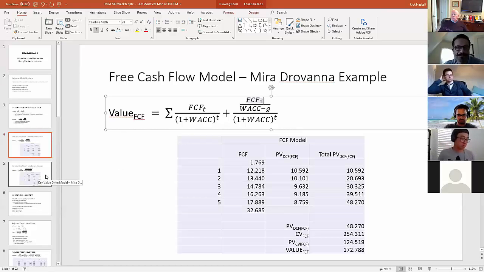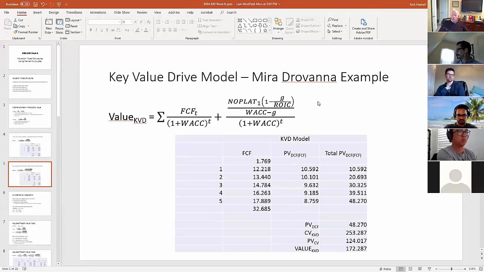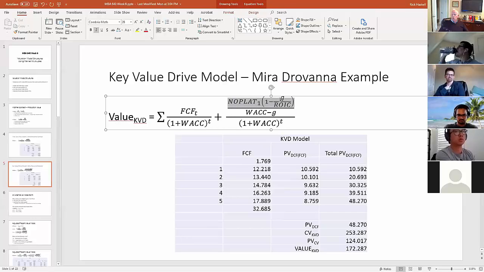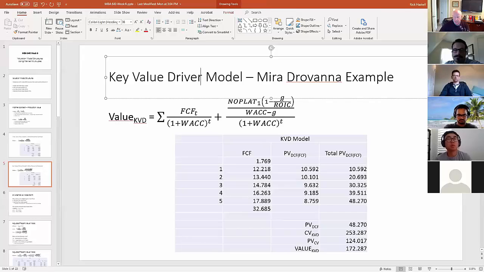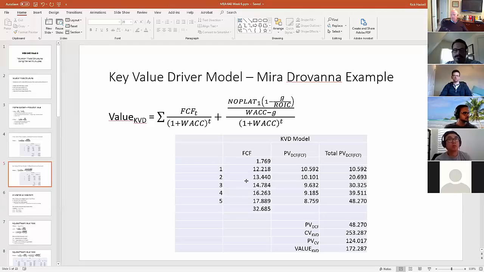Thank you. So let's just look at the free cash flow model, or excuse me, the KVD model. Remember that here we have 172.788, and now we're going to the KVD model, and the only thing I've changed here is this supernumerator. This no longer says free cash flow, but in fact we know that this is the key value driver form of the free cash flow equation. So the KVD model and the free cash flow model are the exact same models with a slightly different interpretation of what the supernumerator is in my continuation term. Everything else is the same.